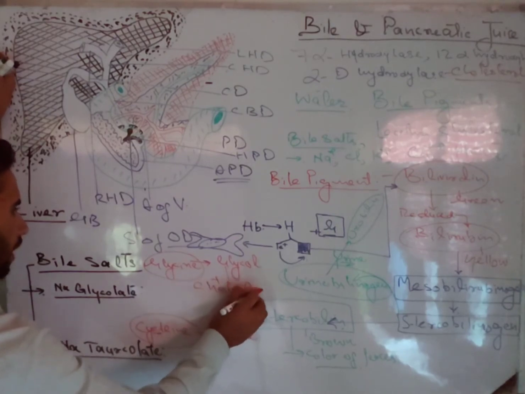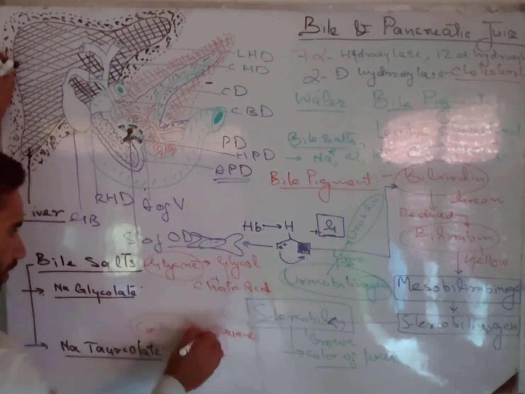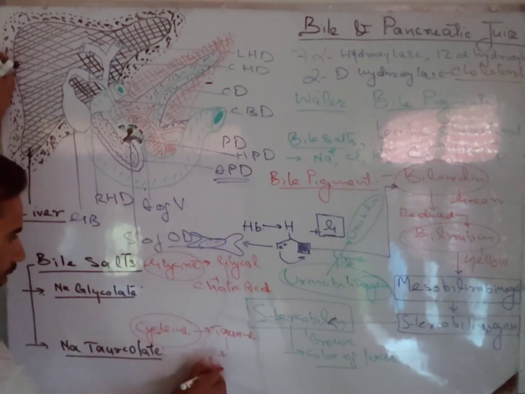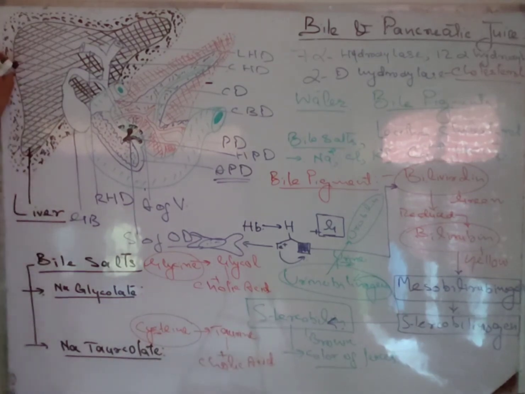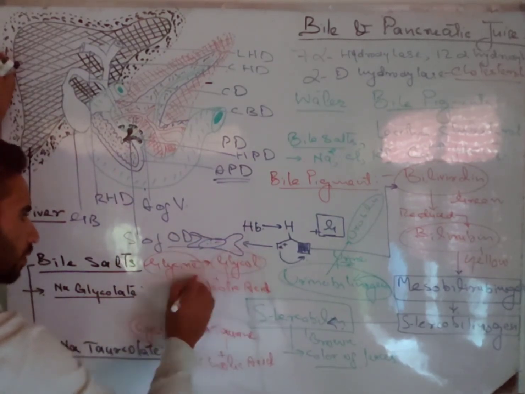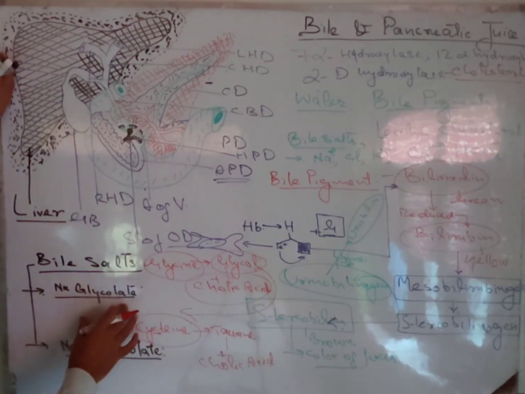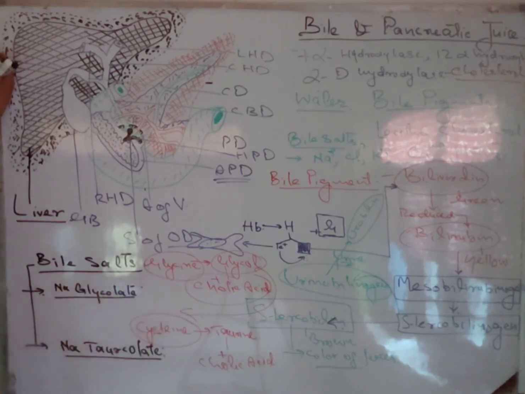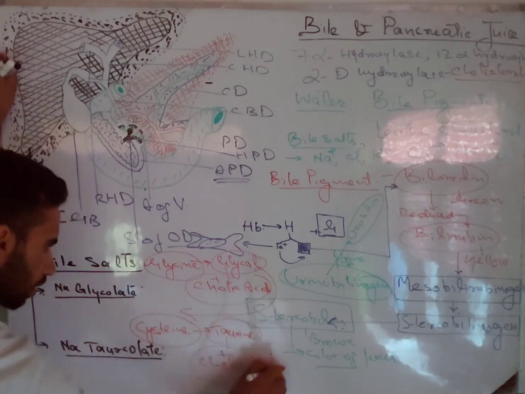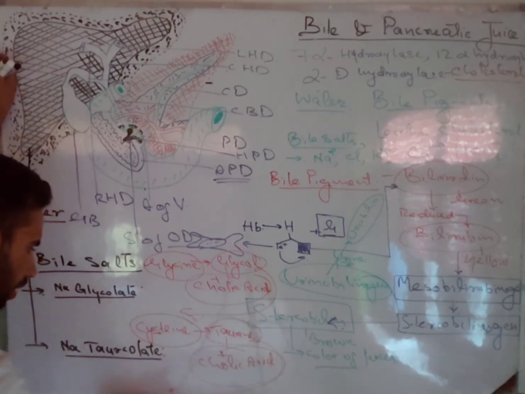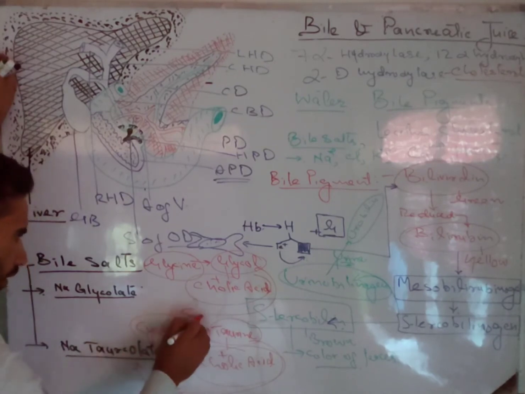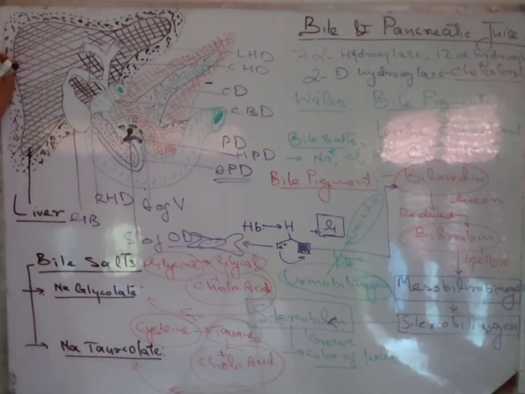When glycol is combined with cholic acid, finally it will result in the synthesis of sodium glycolate, which is very basic in nature, an important salt. And when taurine is combined with what? Cholic acid, then both of them will be converted into the sodium taurocholate. In this way, these two important and many other types of salts which are present in our bile are synthesized.